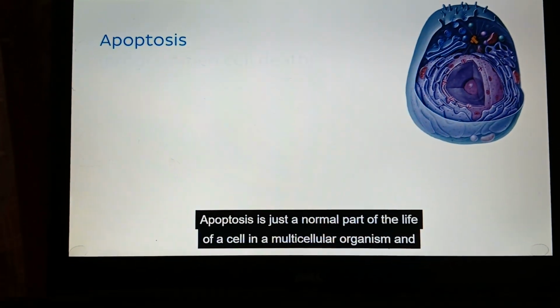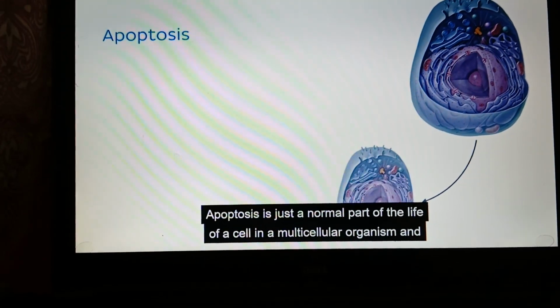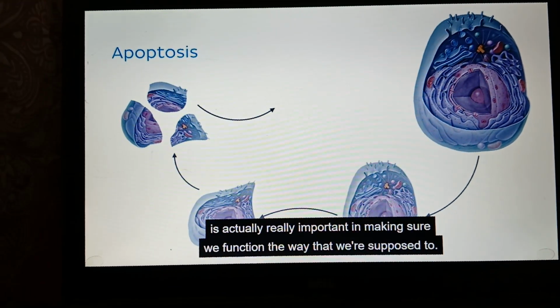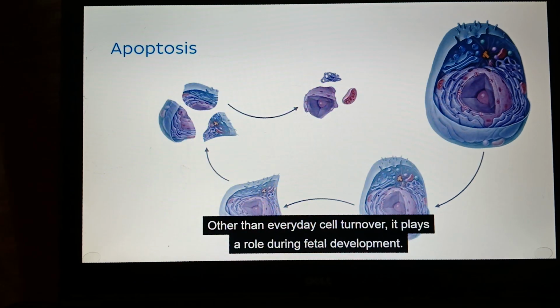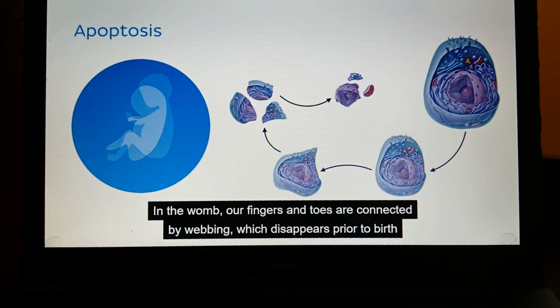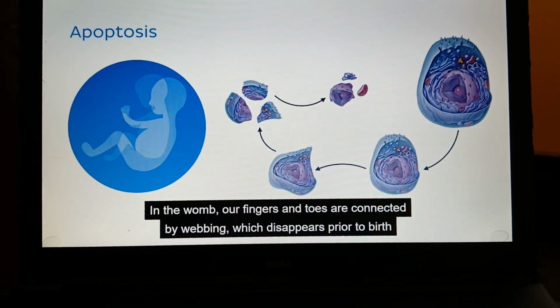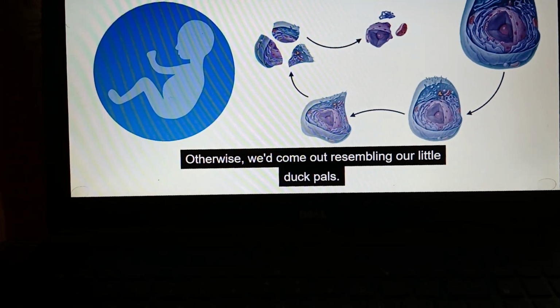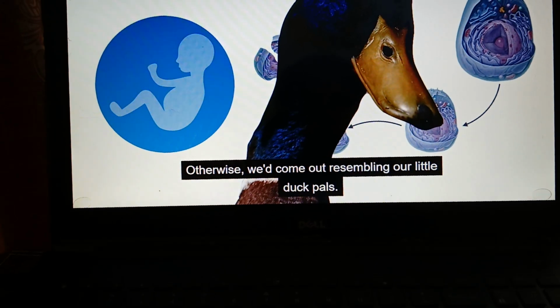Apoptosis is just a normal part of the life of the cell in a multicellular organism and is actually really important in making sure we function the way that we're supposed to. Other than everyday cell turnover, it plays a role during fetal development. In the womb, our fingers and toes are connected by webbing, which disappears prior to birth due to apoptosis. Otherwise, we'd come out resembling our little duck pals.